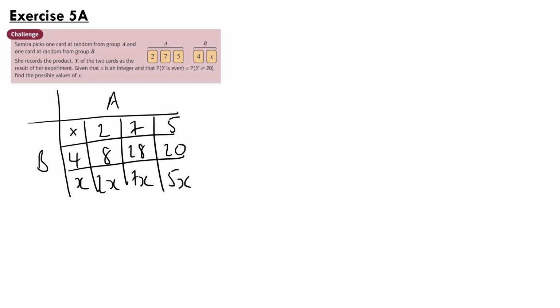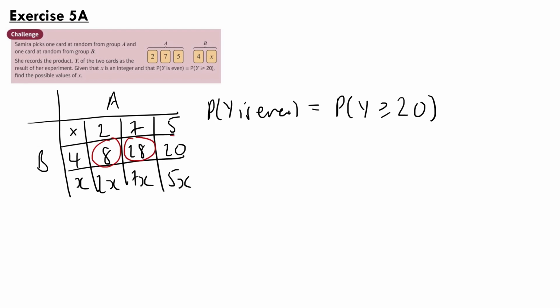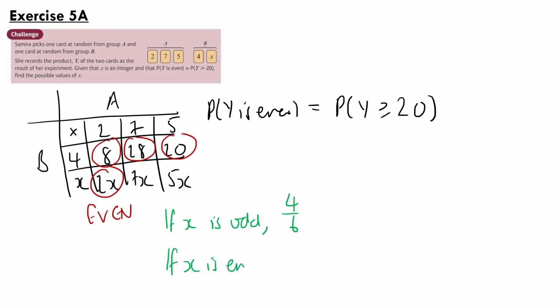Okay, so we're told that the probability y is even is equal to the probability y is greater than or equal to 20. Looking at the table, we can see that 8, 28, 20 and 2x are all even. And what we can see is that if x is odd, then the probability that y is even is 4 out of 6. And if x is even, then the probability is 6 out of 6. All of them will be even.